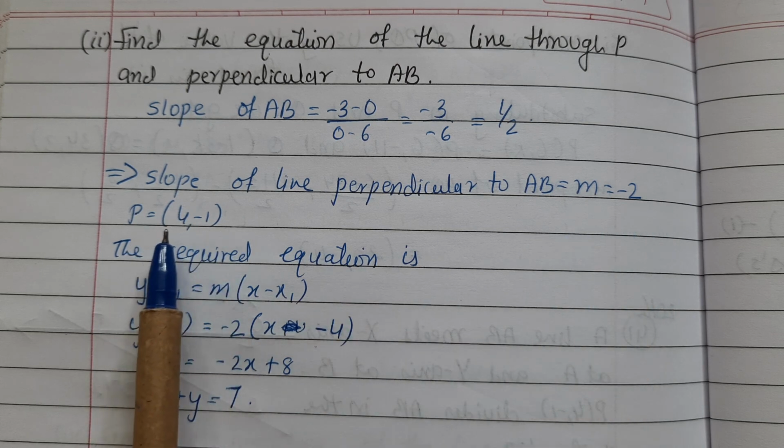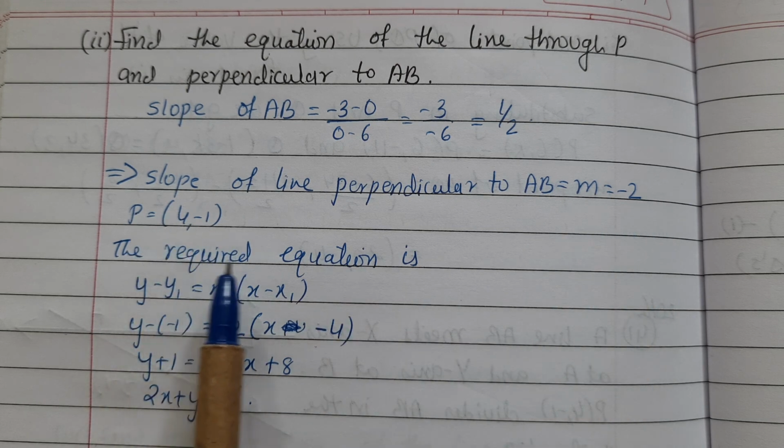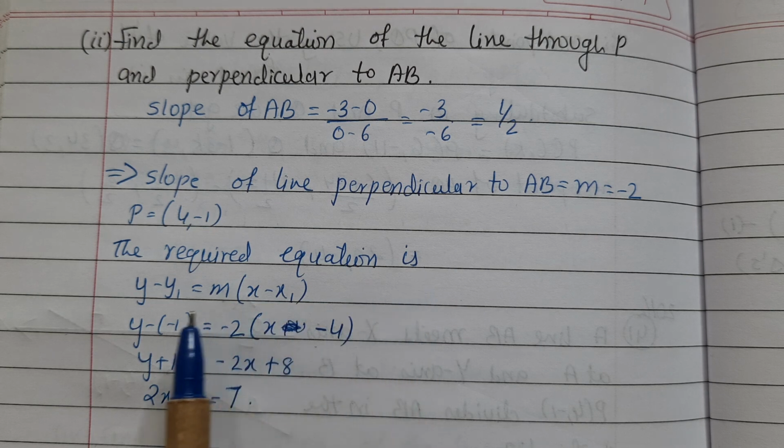Point P (4, minus 1). The required equation is y minus y1 equal to m into (x minus x1). y minus (minus 1) equal to minus 2 into (x minus 4). y plus 1 equal to minus 2x plus 8. 2x plus y equal to 7.